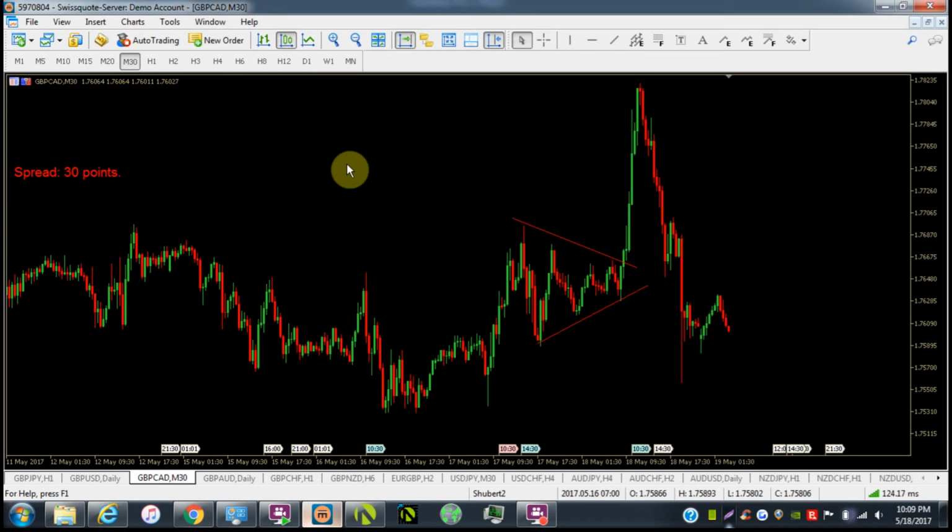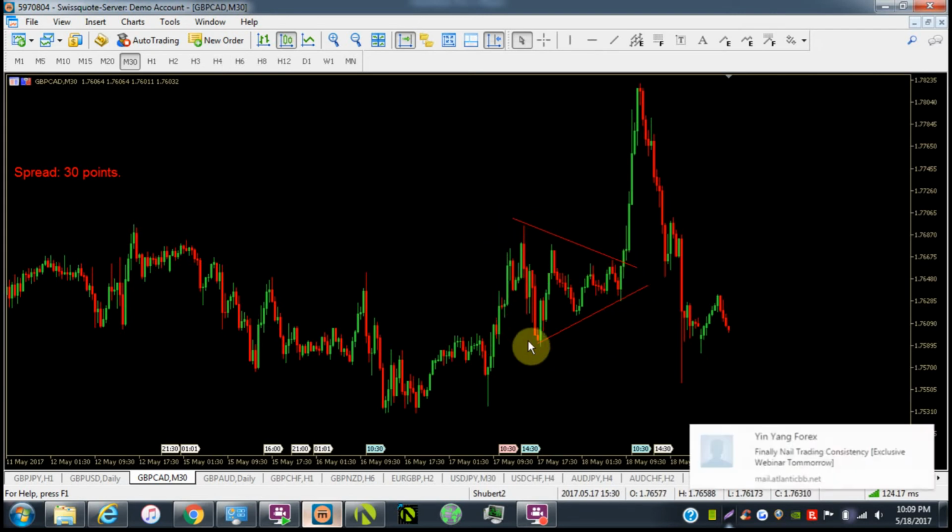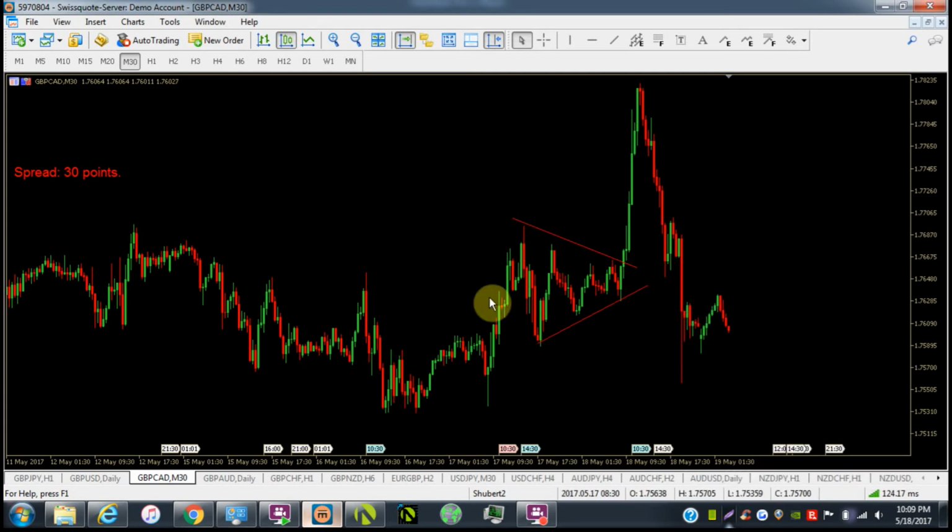So what I have on the screen here is the pound Canadian, and this happens to be the 30-minute chart because it's just where I can see it the best. And I'm noting this area right in here. This is what in Elliott Wave is called a triangle, and this is a 5-wave structure.